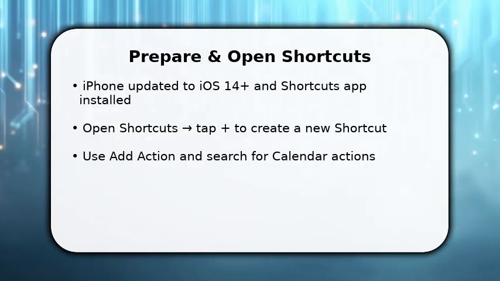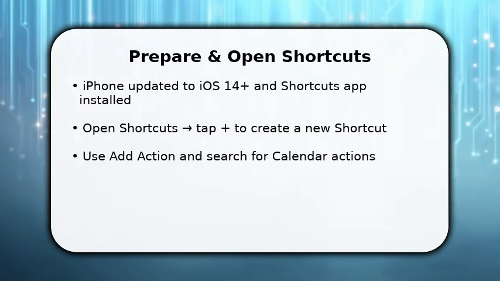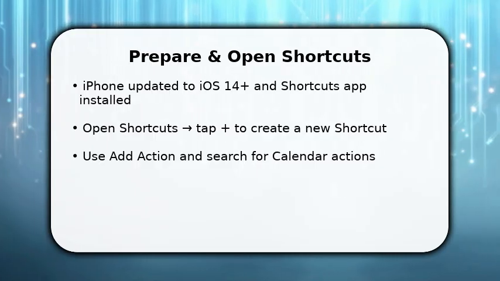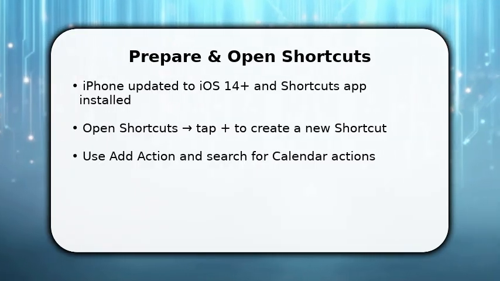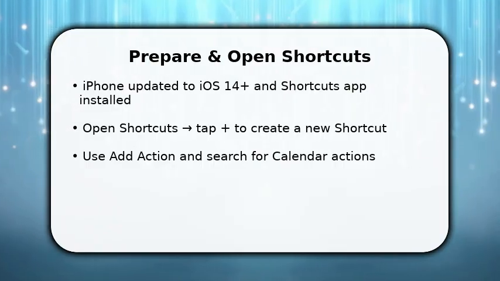Tap Add Action and search for Calendar. Pick an action that shows events or opens the calendar app. This defines what the home screen icon will launch. Don't pause. Create the core action first so you can design the icon and name next.